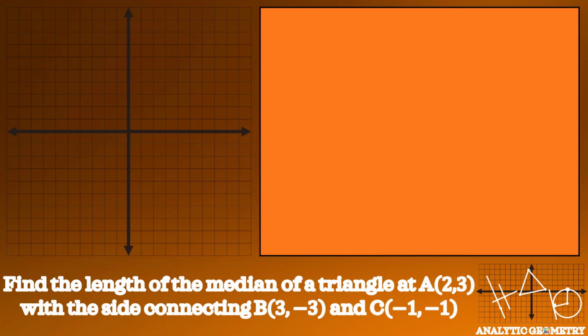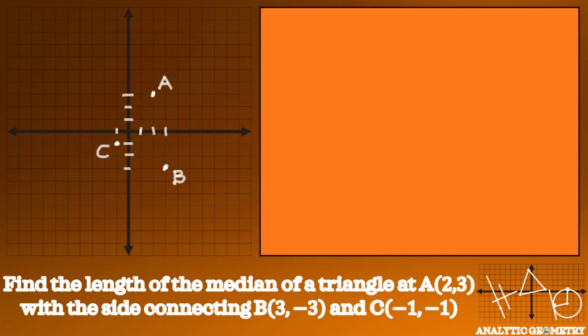So let's try to plot the points here. Let's start with A at (2, 3). So 1, 2, 1, 2, 3. This is where A is. Our B is at (3, -3): 1, 2, 3. This is where we can see our B. And our C is at (-1, -1). Okay, this is our C.